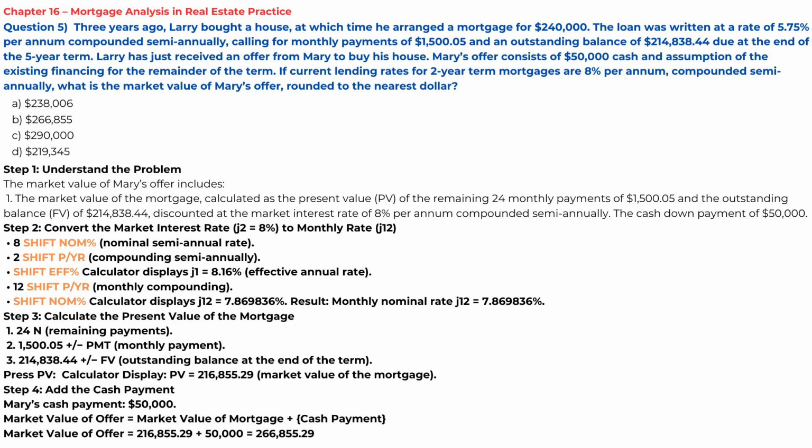Step 4. Add the cash payment, Mary's cash payment, $50,000. Market value of offer equals market value of mortgage plus cash payment. Market value of offer equals 260,855.29 plus 50,000 equals 310,855.29. So the correct answer is B.